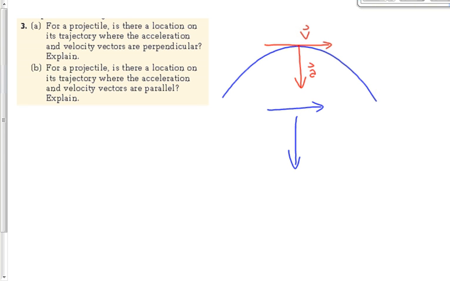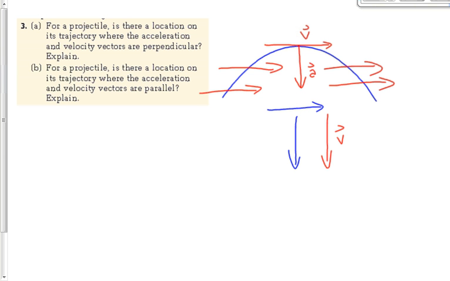For a projectile, is there a location on its trajectory where the acceleration and velocity are parallel to each other? In other words, is there a place where the velocity is straight down? There's a quick and simple answer to that question. The answer is no. Why not? What did we just say about the horizontal velocity? It doesn't change. The vertical velocity does. The vertical velocity decreases as it goes up and increases as it goes down. But if the horizontal velocity doesn't change, there can never be a time when we have a velocity downwards.